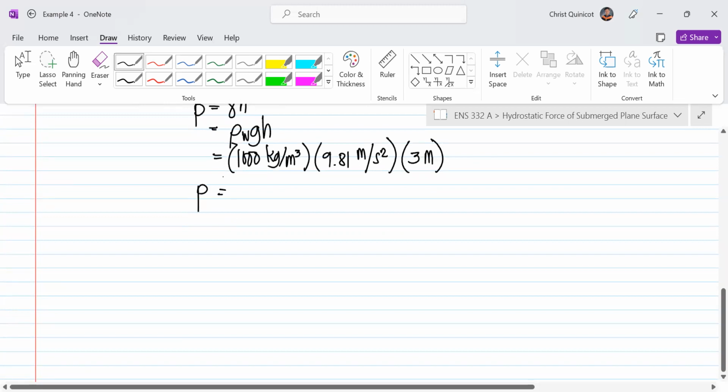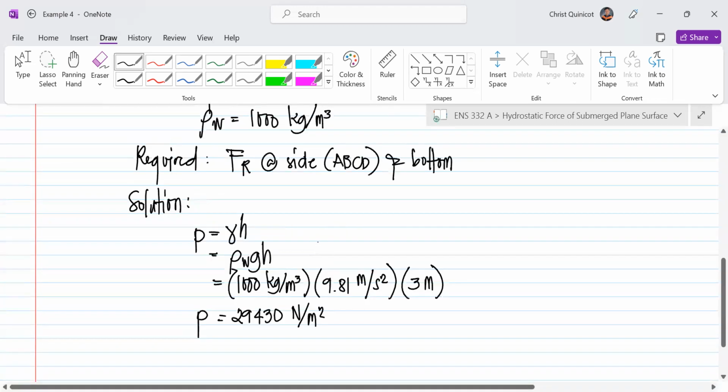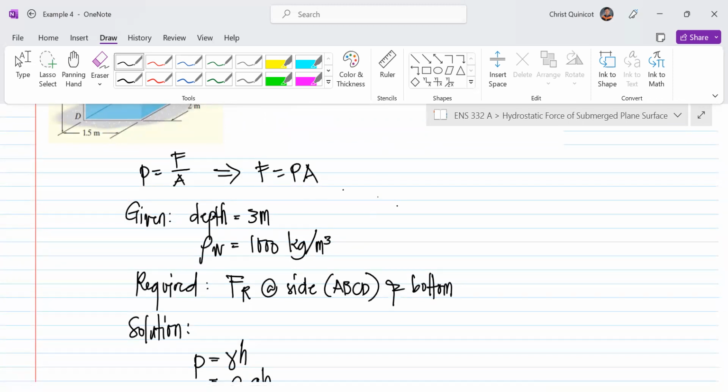So P is equal to 1000 times 9.81 times 3. So that is 29,430 Pascal or Newton per meter squared. We'll just use Newton per meter squared because we will still derive the value for our F sub R, which is in Newton. Now, like I said, we go back to this formula. F is equal to P times the area.